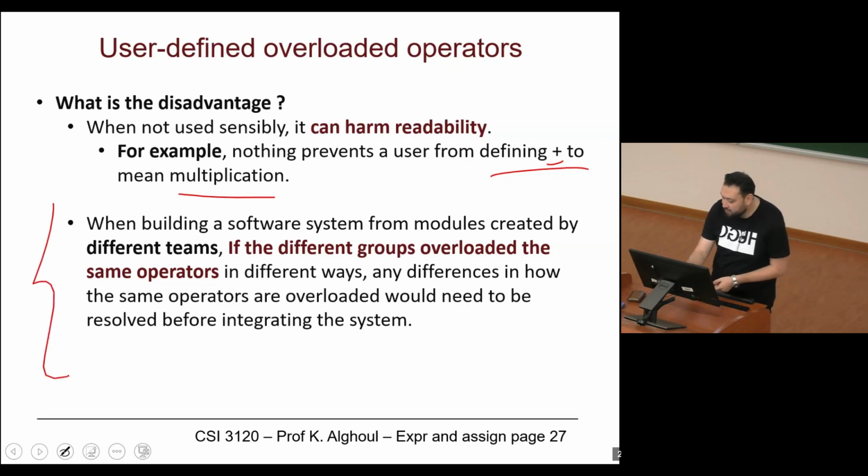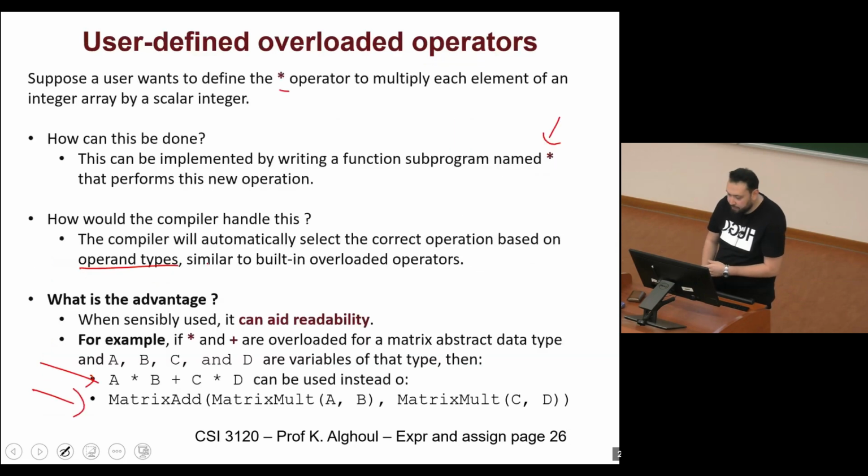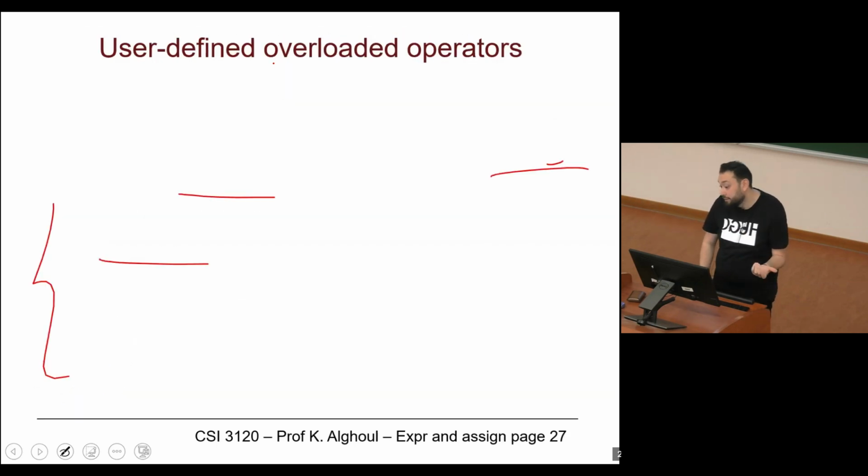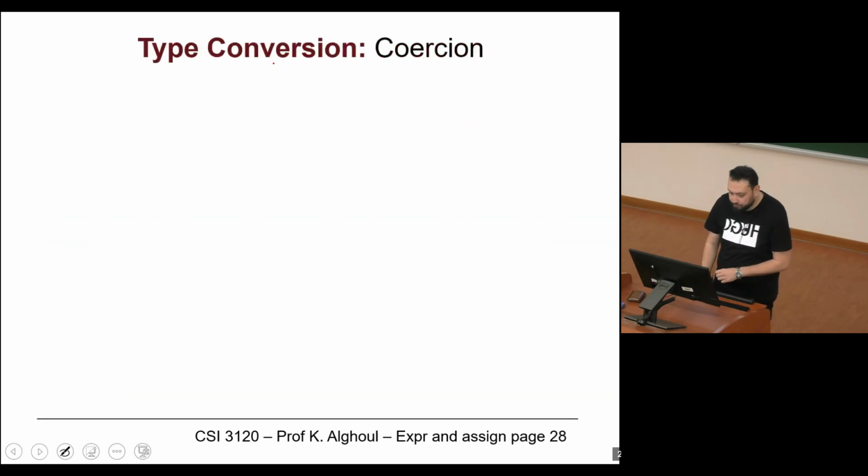So when building a software system from modules created by different teams, that's also another thing. Let's say there are different teams and you're not communicating with each other. You use this operand here for something and someone else used it for another thing, and then you didn't communicate well about it. It's a problem also.